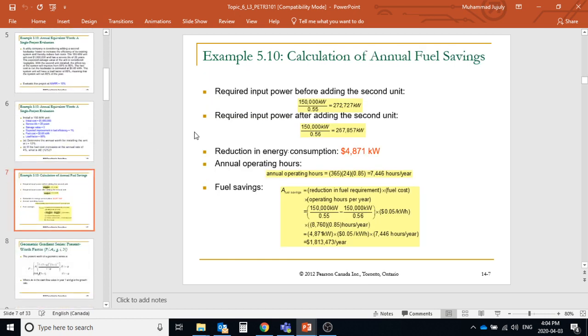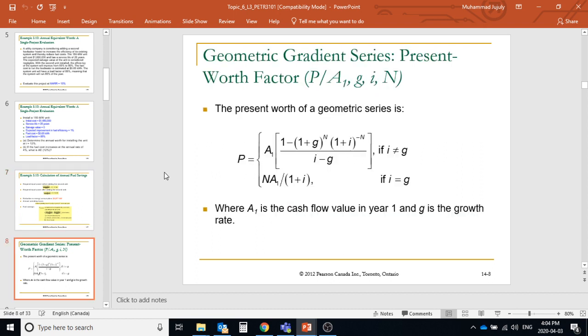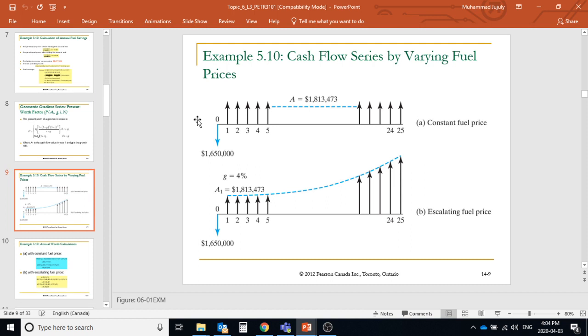Okay, what would be the annual fuel saving? You'll find this one in here. So I'm actually giving you an example in here, like the geometric gradient. The midterm we didn't cover this, but this is just the formula for the geometric gradient. Now, how does the geometric gradient actually work? So this is the straight line, and this is how the geometric gradient works.